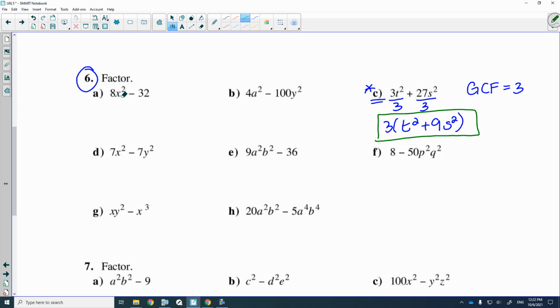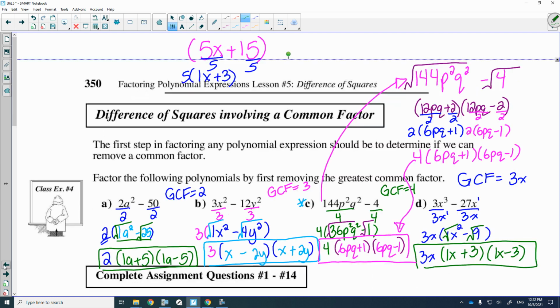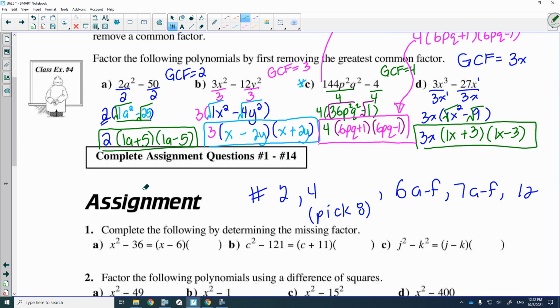For number 6 as well, what I want you to do is star this: all of these have a GCF. So you can't square root 8, right? They will all have a GCF. Okay, after number 6, 7, circle A to F. So 7A to F. And then number 12, I think it's a multiple choice. So do number 12, and I'll give you about 20 minutes. You'll finish this whole thing.